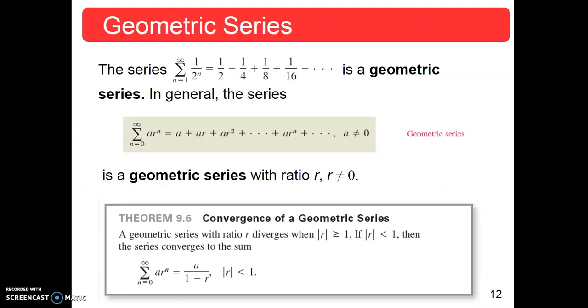Okay, another common type of series is called a geometric series. In a geometric series, you've got a common ratio, right? So you've got a value a, and in each term here, we're going to see that we start to multiply by the ratio to the first power, ratio to the second power, so on and so forth. And so what happens in a geometric series is that if the absolute value of the ratio is greater than or equal to 1, the series is going to diverge. If the absolute value is less than 1, then it's going to converge, and you can compute the sum this way, a over 1 minus r.